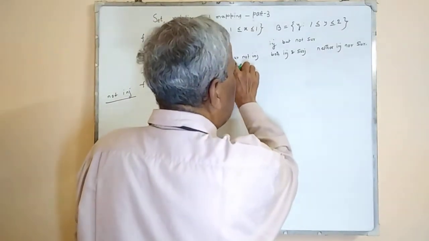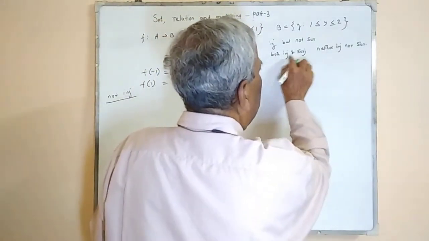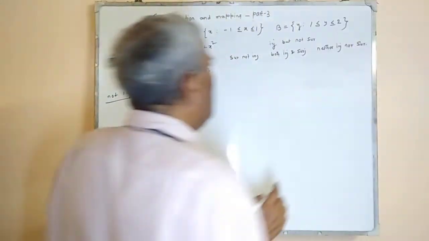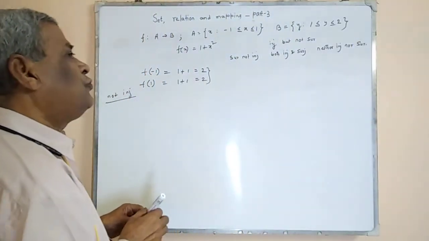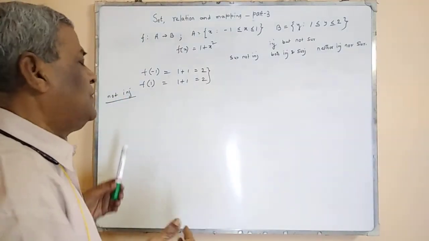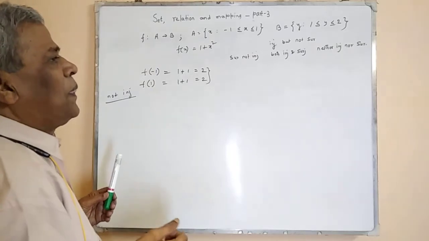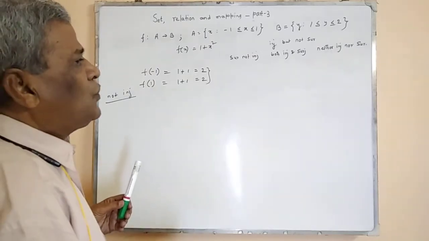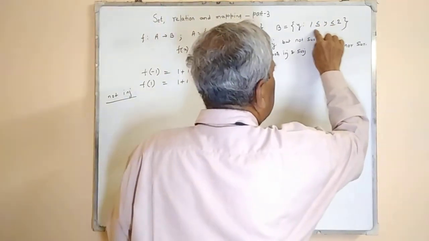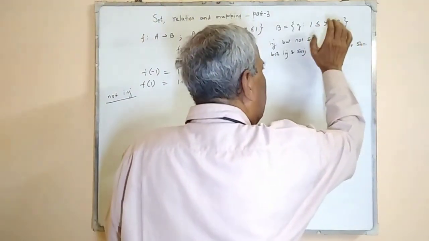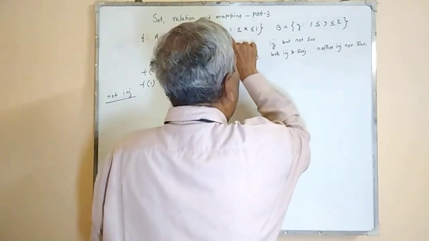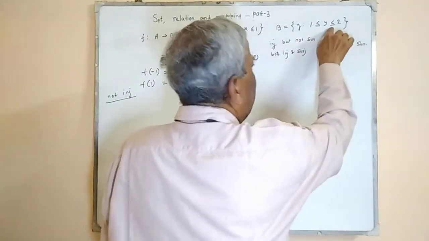It may be true if it is surjective. This we have to check. Now check whether it is surjective or not. Surjective means it is an onto mapping, meaning all elements in B are the image point of at least one element of A. That is, all are engaged.